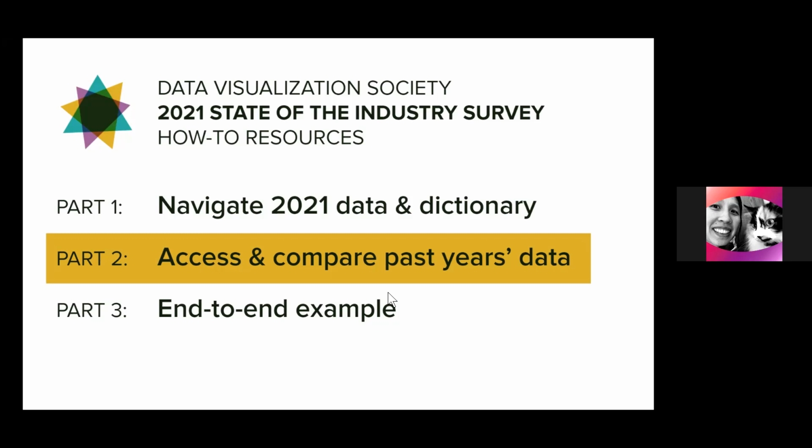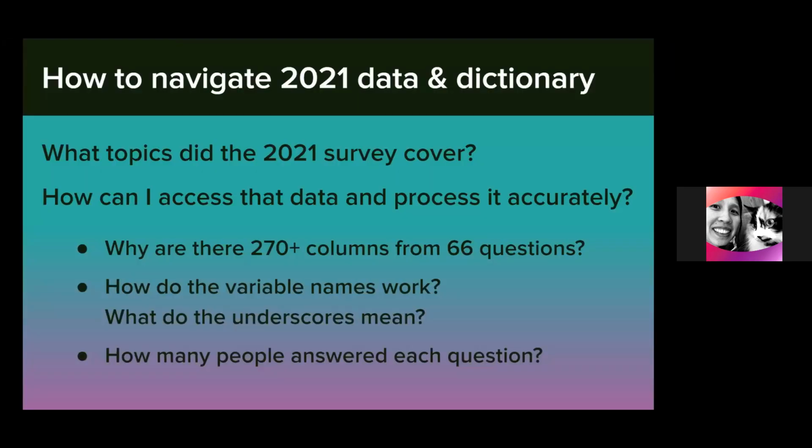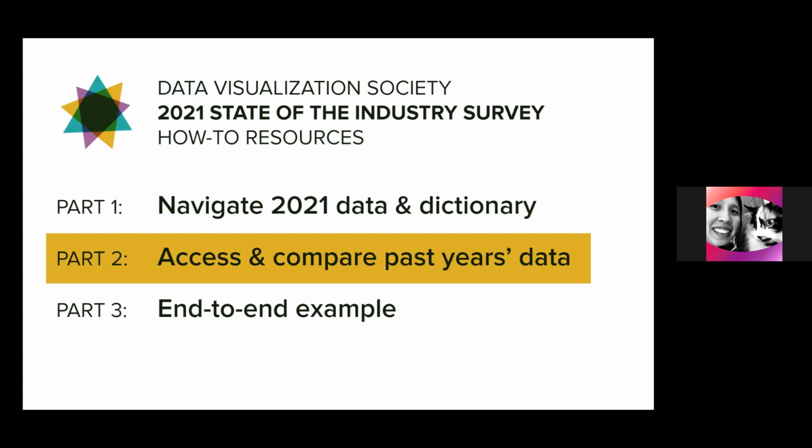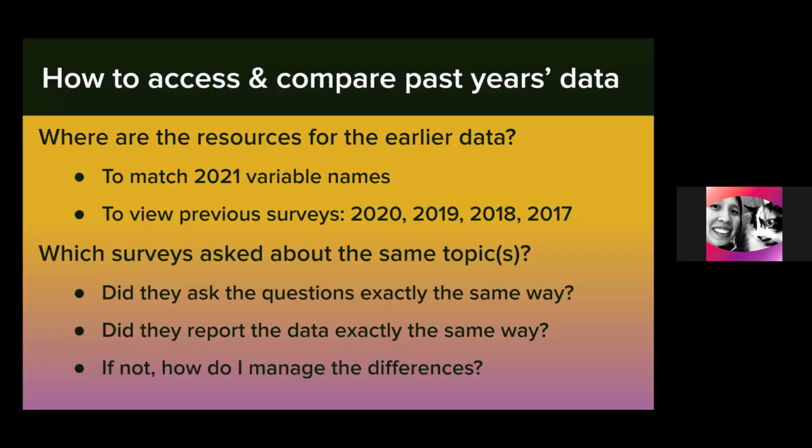So the point of this video is you have looked at the 2021 data, you have picked some topics that interested you, and now you want to know, how does it compare to past year's data? So the two questions this video will answer is, where can you get resources for that data that match this year's variable names? And if you are so inclined, how can you view those previous surveys? And then how do you examine whether those previous surveys asked your questions of interest exactly the same way? How did they report the data? Or if not, how do you deal with those differences?